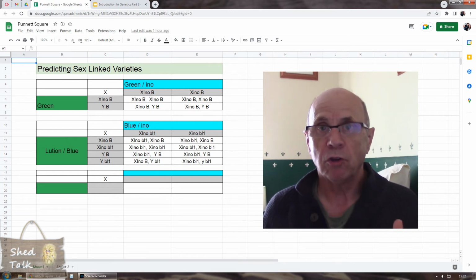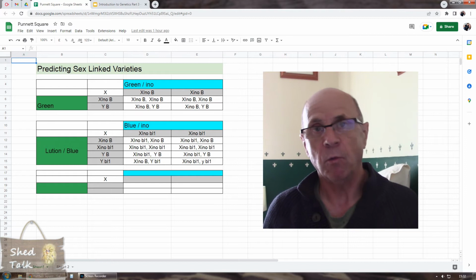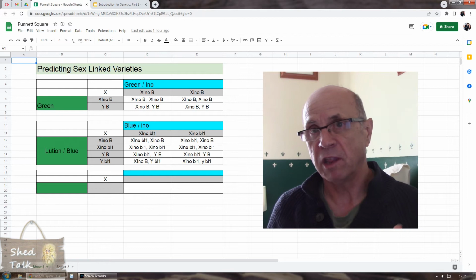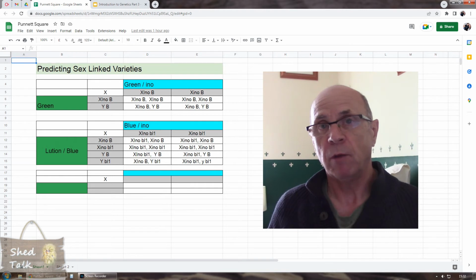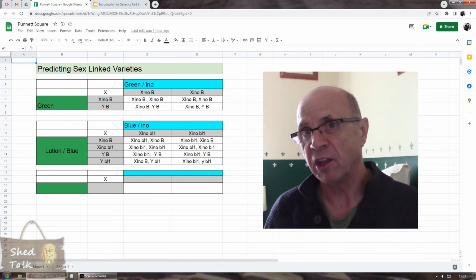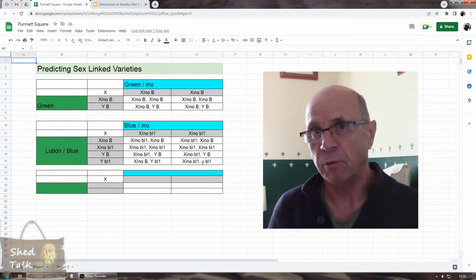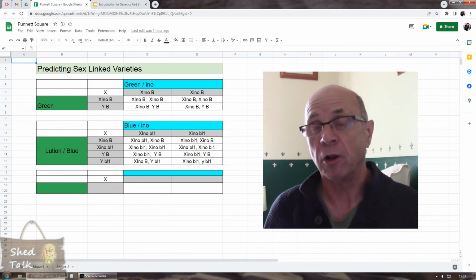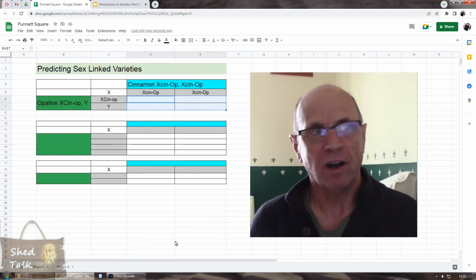Right, what I want to do now is to talk very briefly about one of the conundrums in all of this, and that is the cinnamon opaline, or the opaline cinnamon bird. And what we'll do is some predictions looking at the opaline, which is also one of the sex-linked genes, and a cinnamon bird. So we're going to have an opaline bird and a cinnamon bird, and see if we can produce an opaline cinnamon. So here's the Punnett square for our cinnamon cockbird and our opaline hen.